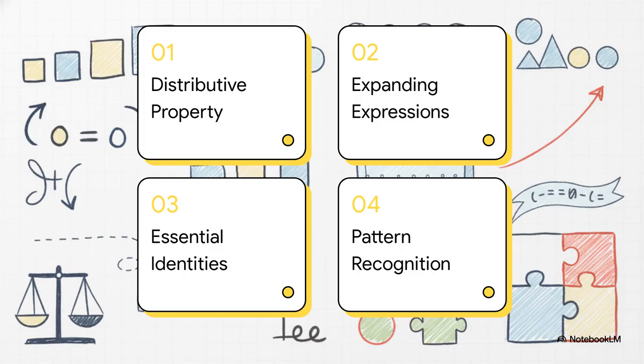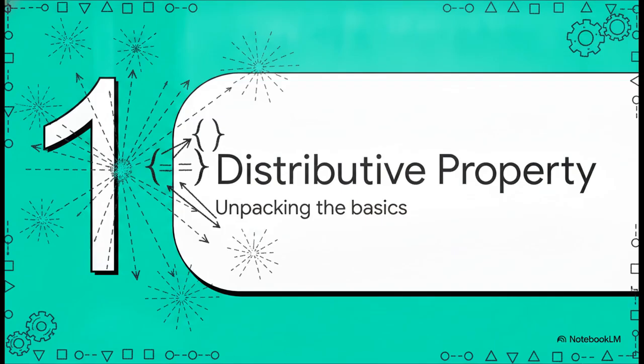Okay, so here's our roadmap for today. Number 1, unpacking the distributive property. Number 2, expanding complex expressions. Number 3, 3 essential math identities. And finally, number 4, the power of pattern recognition. Let's jump right into part 1, unpacking the distributive property.